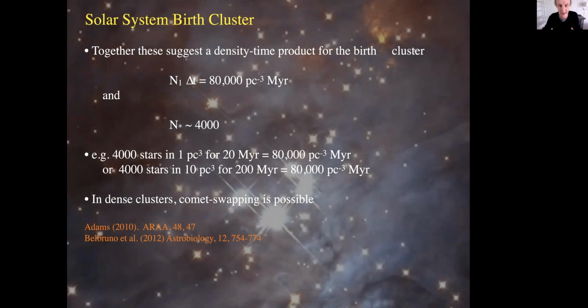If you didn't have many stars, you wouldn't have any chance of having a massive star, given the mass distribution of the stars. So for example, you could have 4,000 stars in a single cubic parsec for 20 million years, or 4,000 in 10 cubic parsecs for 200 million years, that kind of thing. You can do trade-offs. And it allows us to say something about the birth environment of the sun.